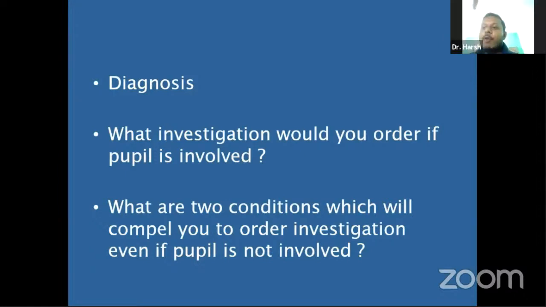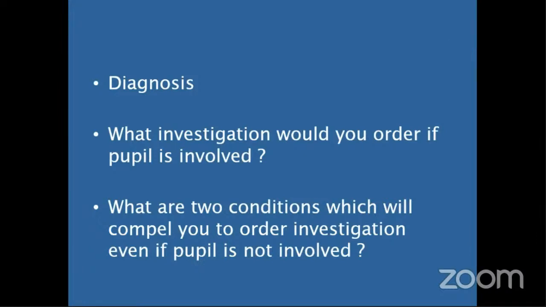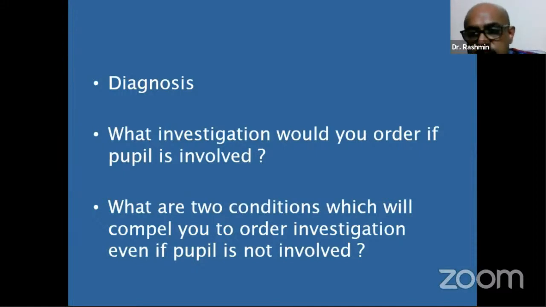We're looking for involvement of a posterior communicating artery aneurysm, so whether it is a surgical lesion or a medical lesion. So what you're looking for is an aneurysm of the posterior communicating artery, and that's why you are advising MR angiogram as well. And what are two conditions which will compel you to order investigation even if the pupil is not involved? Involvement of other cranial nerves. Yes. And if the third nerve is not recovering after 6 months, then we'll also order the investigation.